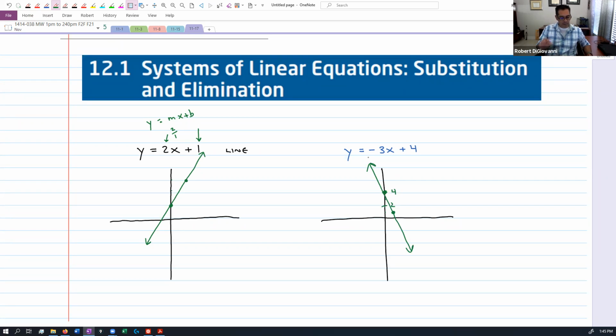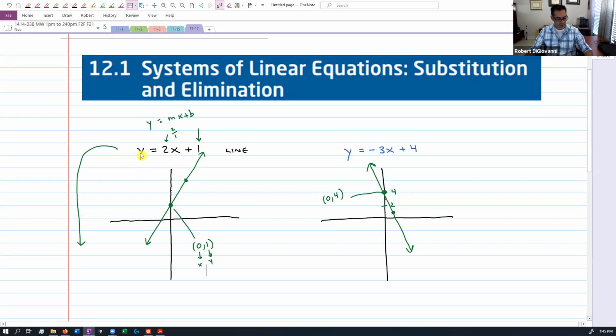So what I want you to think about is what each of these points on these lines represent. Each point here, like that point right there, is the point (0, 1). This point right here is the point (0, 4). What those points represent are solutions to this equation. Meaning if I take that equation and I plug in 0 for x and 1 for y, this should be true. So let me replace the y with 1, replace the x with 0, and you get 1 equals 1, and that is a solution.